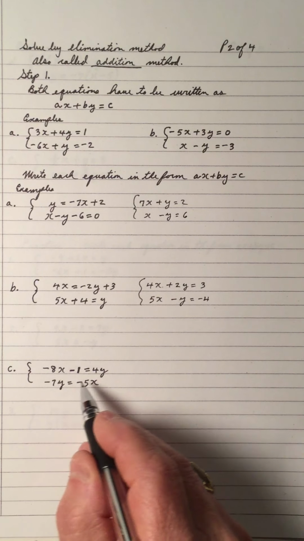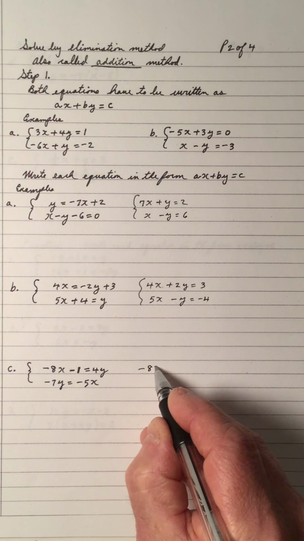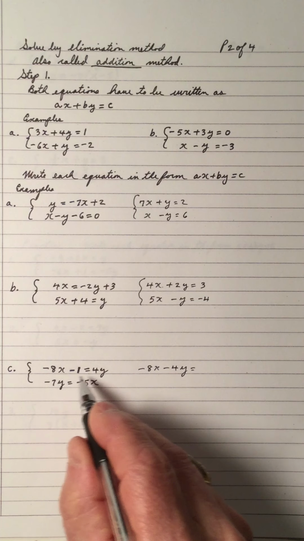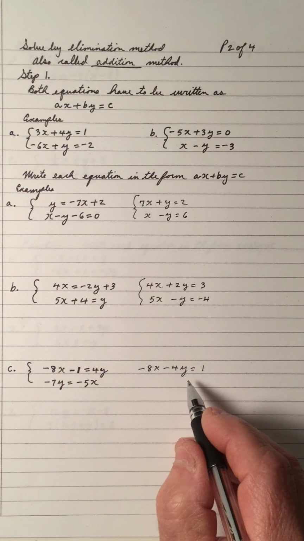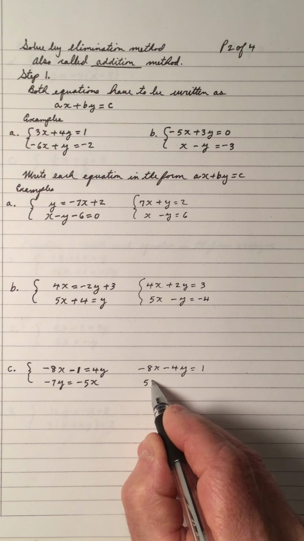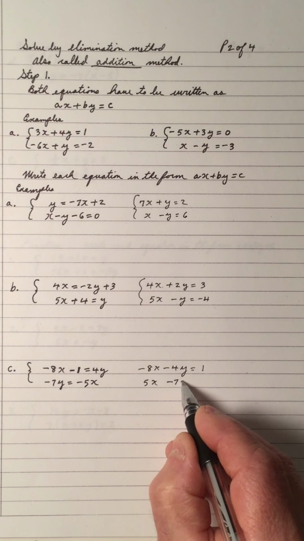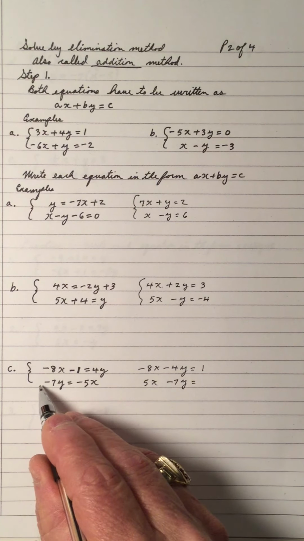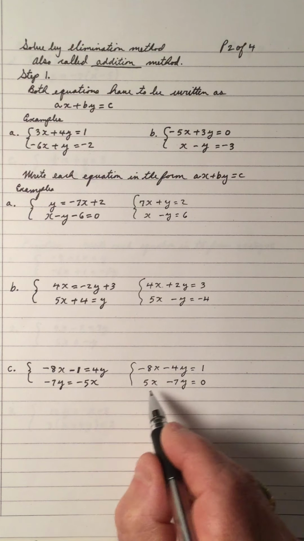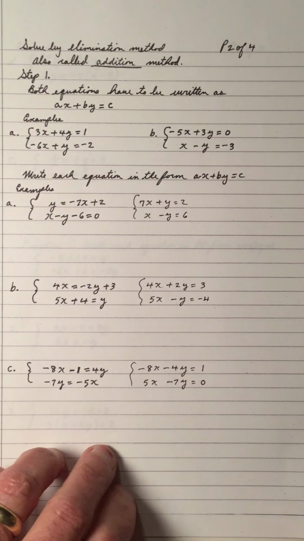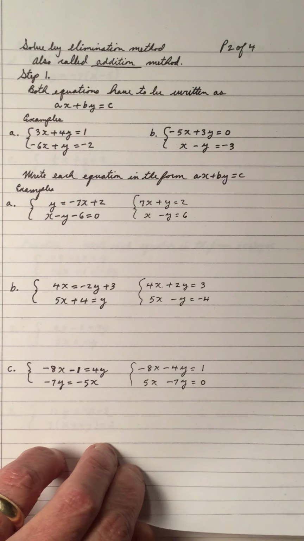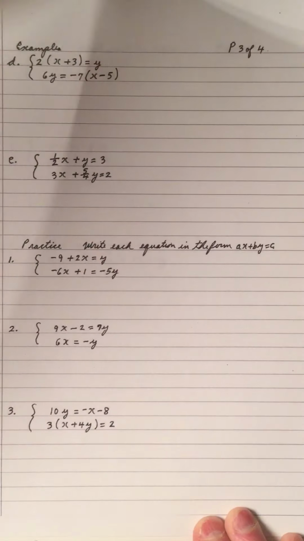And C, in this one, the x is okay. We want the y next, so the y moves to the left to become a negative, and the 1 moves to the right to become a positive. And in this one, the x moves to the left to become positive 5x. The y is okay. And because the x moved over, there's a 0 left on that side. So there are the two equations written in the right form. We're doing the elimination method, so we have to have ax plus by equals c.